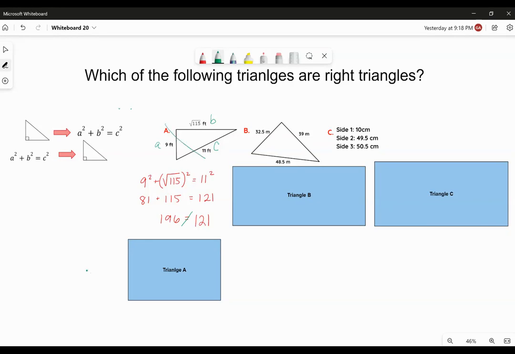So we're going to go ahead and cross this guy out. Not a right triangle. Let's look at triangle B. Looking at our three sides, again, it looks like it could be a right triangle. We're going to take this 48.5 as our longest side. So we're going to say this could be our hypotenuse if this is in fact a right triangle. And again, it doesn't matter which side is A and which side is B. We're going to go ahead and plug that into the Pythagorean theorem.